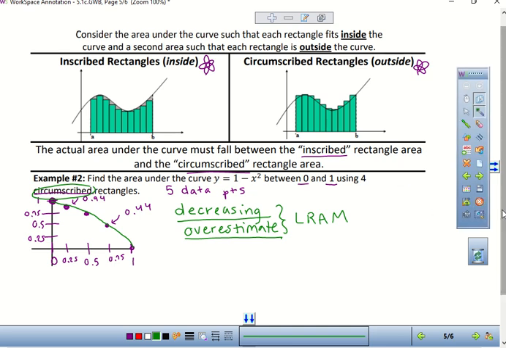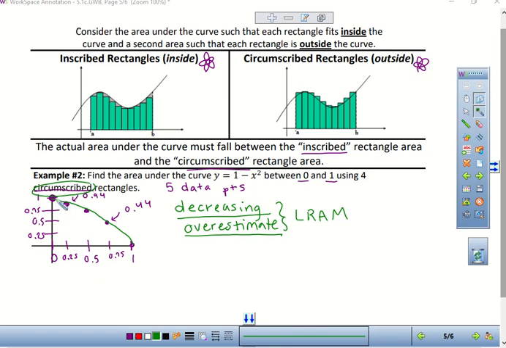Okay. So in order to use LRAM, it's going to be determined by the height of the one on the left, so the height of 0 here, the height of 0.25, the point of 0.5, and the height of 0.75. So we always leave out the last endpoint calculation. So what is the width of each of those rectangles? 0.25. So 0.25 is my width, or you can also do 1 minus 0 divided by 4, which is 0.25. And then we're going to multiply by the heights of the 4 rectangles. So the height of the first one is 1, plus the height of the second is 0.94.